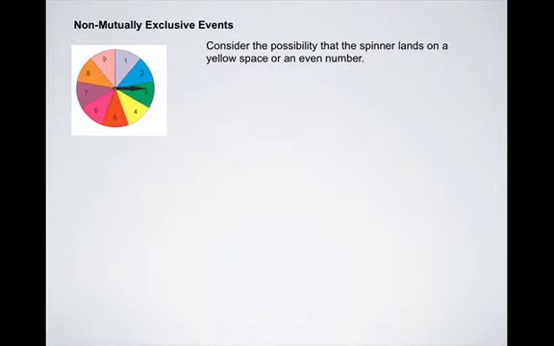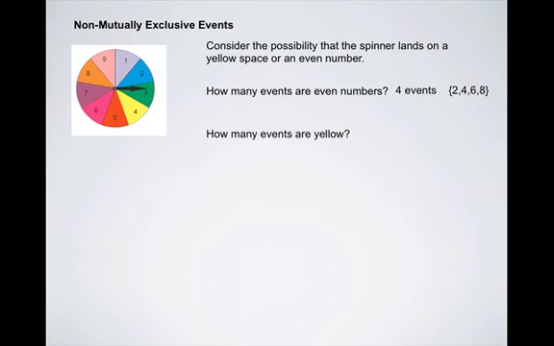So now we're going to consider non-mutually exclusive events. I want you to consider the same spinner, and now the question is, what is the probability that it lands on a yellow space or an even number? So if we take a look at the number of events that are even, well, there's 4 events. And if we consider the number of events that are yellow, there's 1 event, and that's if it lands on the yellow 4.